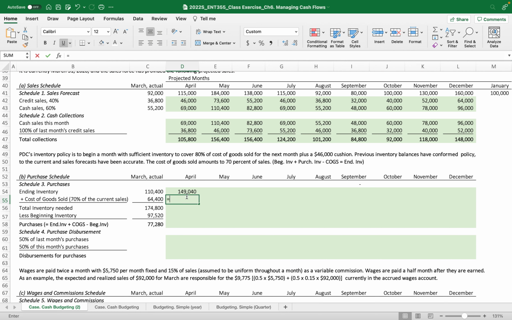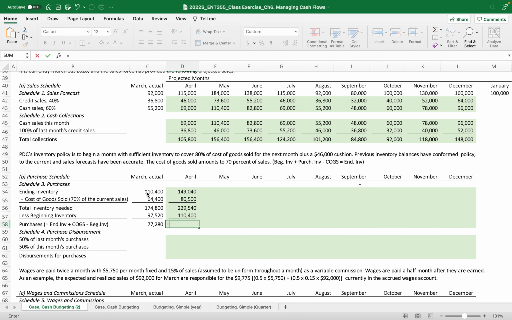Plus cost of goods sold, which is now the sales times 70%, right? And then the sum of this, the inventory needed from ending inventory and cost of goods sold, because ending inventory they have to have on hand, and cost of goods sold is to be sold. Then we sum these two up. And then let's do beginning inventory. What is the beginning inventory there? Ending inventory of the last month is the beginning inventory of the current month. And then we connect. And then finally, we get the purchased inventory.